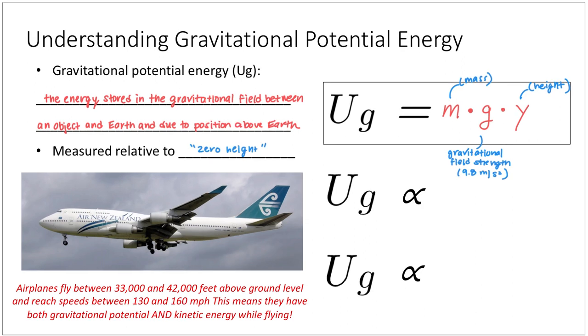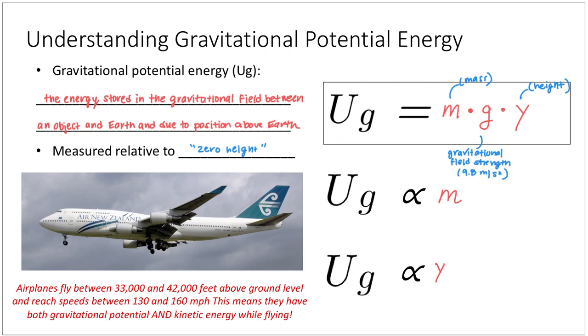Now, I'd like to point out here that the gravitational potential energy of an object depends on 2 variables. The first one would be m, its mass, and the second would be y, its height above whatever, again, you've defined as the ground or your reference point.